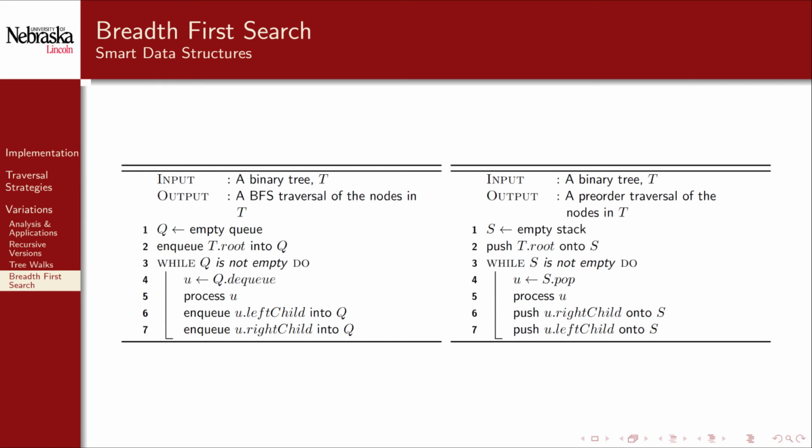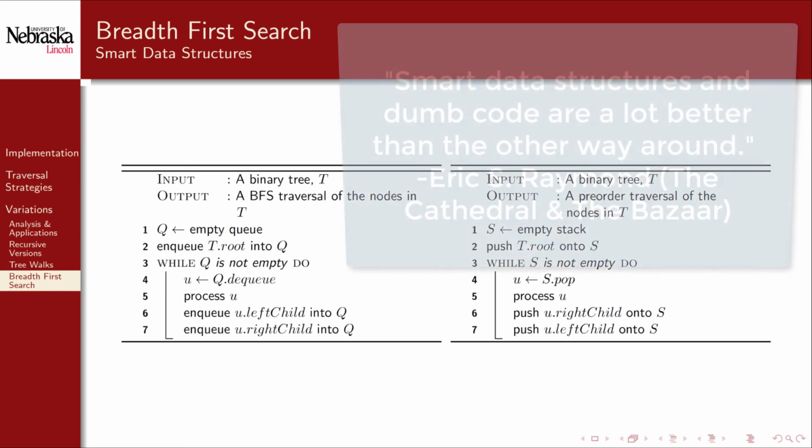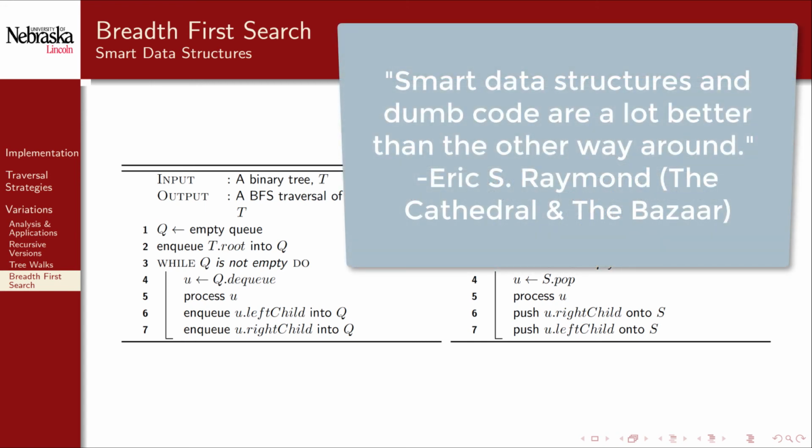This is a quintessential example of the power of smart data structures. The same simple code provides fundamentally different behavior when we use different data structures. This calls back to one of our major themes, that smart data structures and dumb code are a lot better than the other way around.